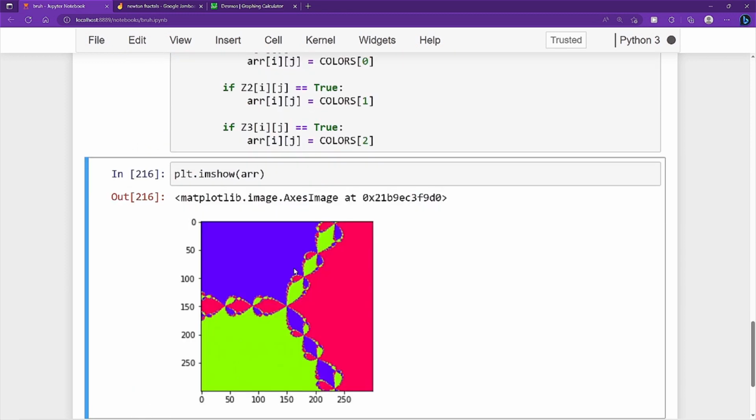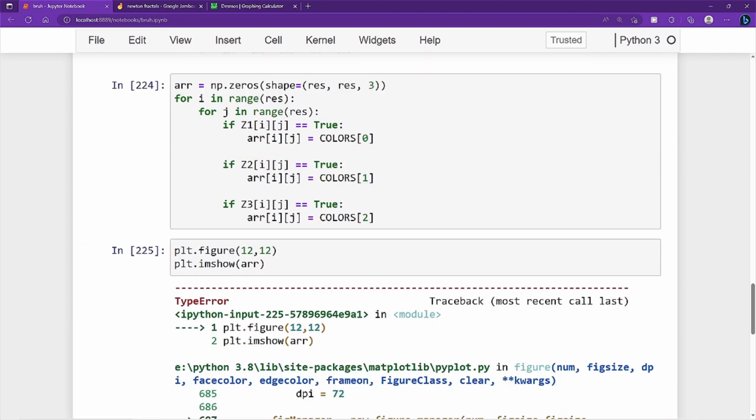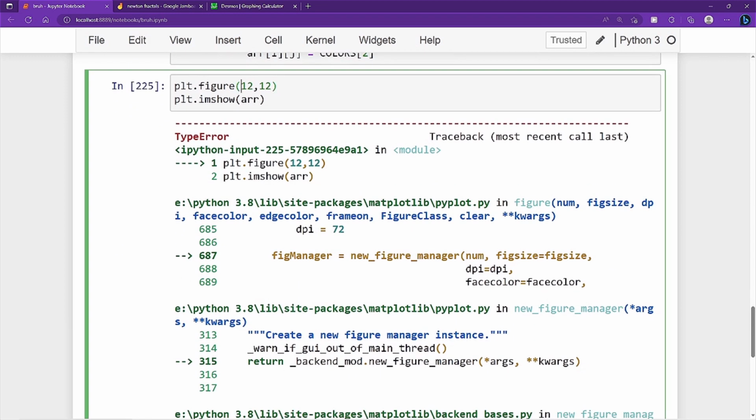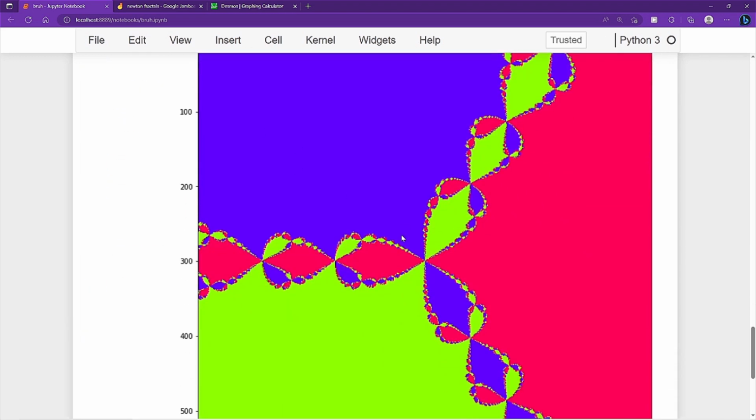And if we run it and we do plt.figure, let's say figsize equals 12 by 12, we get this thing over here, and you can see that there are some points where there seems to be some sort of complexity, and they will repeat again and again.